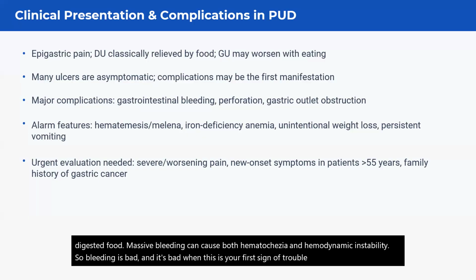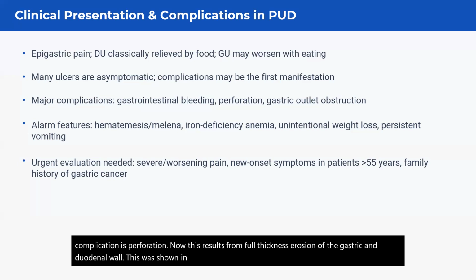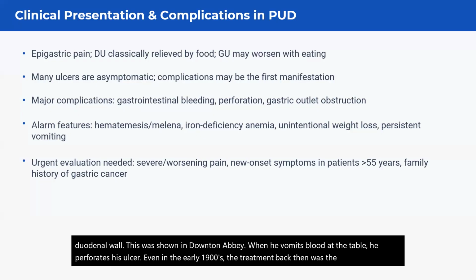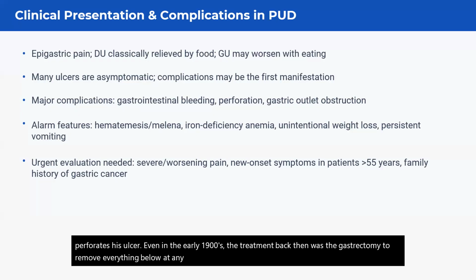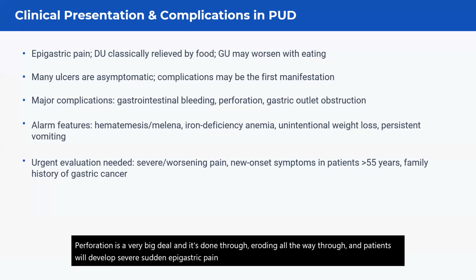Another major complication is perforation. Now, this results from full thickness erosion of the gastric and duodenal wall. This was shown in Downton Abbey when he vomits blood at the table. He perforates his ulcer. Even in the early 1900s, the treatment back then was the gastrectomy to remove everything below. At any rate, perforation is a very big deal, and it's done through eroding all the way through. And patients will develop severe, sudden epigastric pain with rigid abdomen, and they'll have free air under the diaphragm on imaging. This is a true, true surgical emergency.